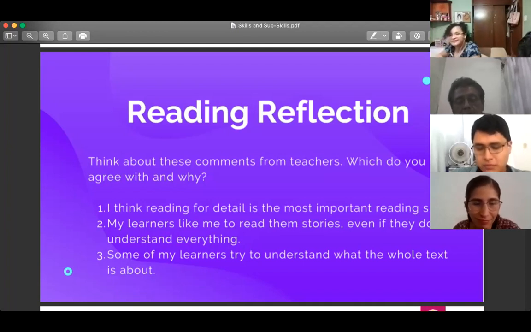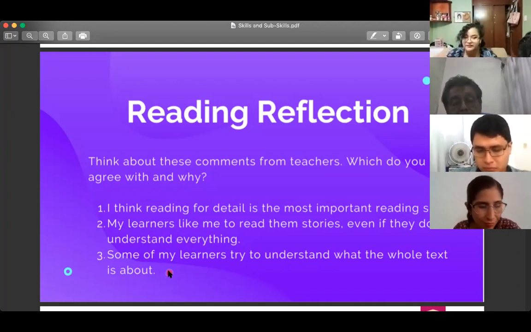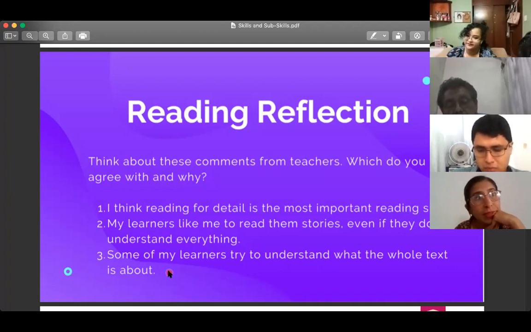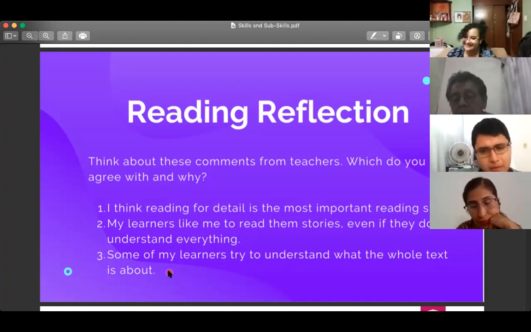Thank you. And Jocelyn, could you read number 3, please? Some of my learners try to understand what the whole text is about. Is that true for any of you? Yes. Yes, it is very true. And do you have any students who don't try to understand what the whole text is about?